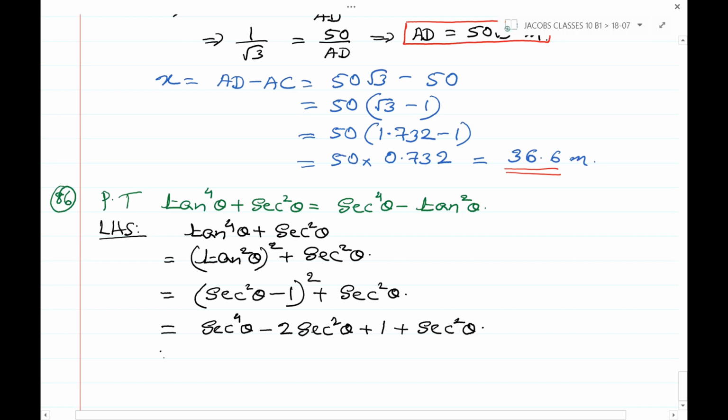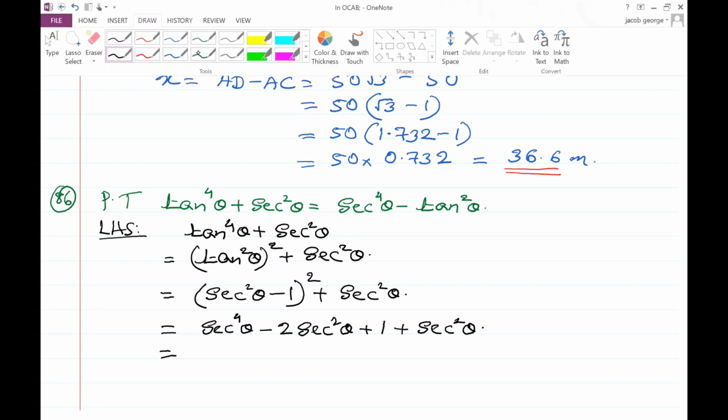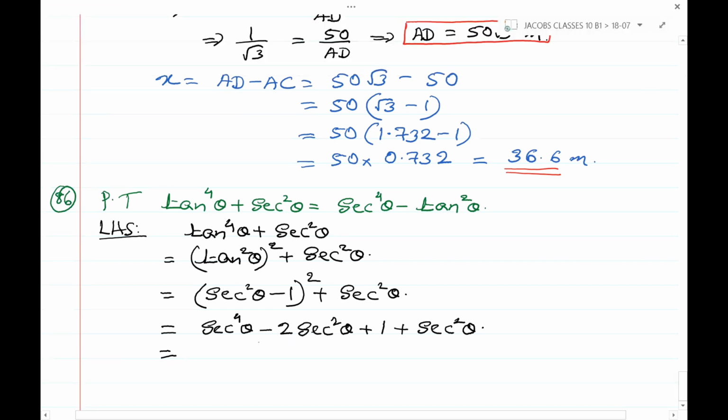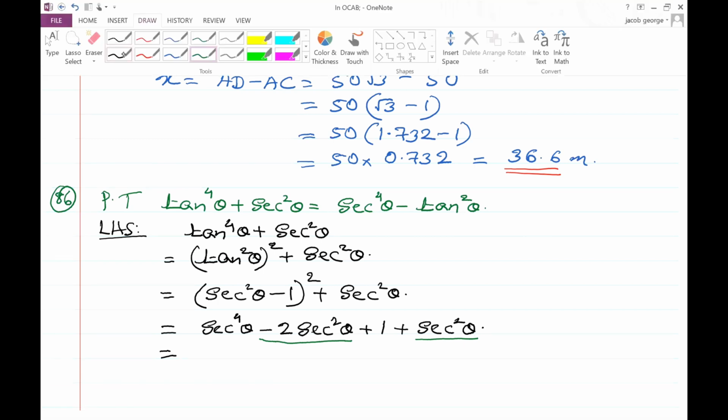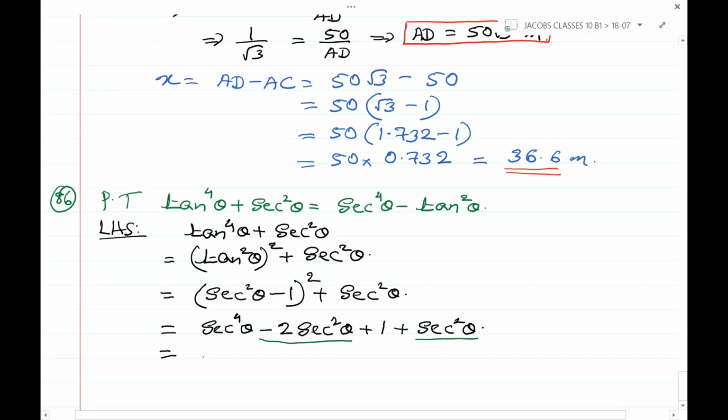Okay, so now look at these two like terms. I hope you understood this. I have applied the formula a minus b the whole square. Now look at these two, minus 2 sec square theta plus sec square theta. So it will be minus sec square theta, right? So we can write this sec raised to 4 theta, then plus 1, then minus sec square theta.